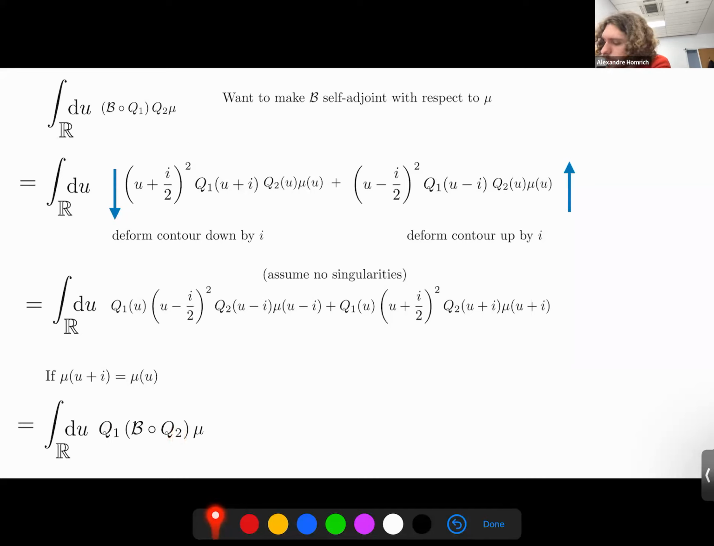So we see that provided we can both ignore possible singularities along the contour, and provided the measure is periodic with period I, we make B self-adjoint. So what are I-periodic functions? I-periodic functions are functions of this form, perhaps times some hyperbolic tangent, which could be considered, but it will not be needed.